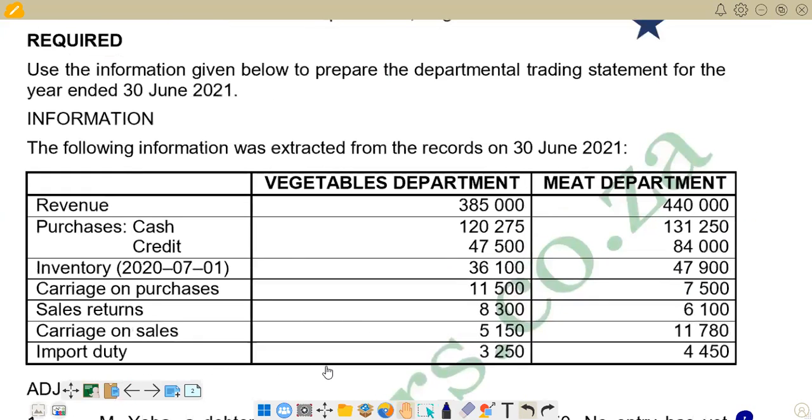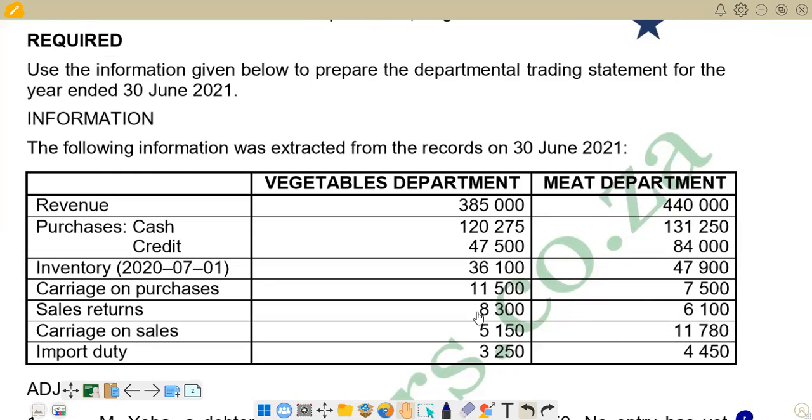We are going to start with the figure for revenue. For this figure, we are going to subtract the figure for any sales returns that are there. Remember, we need to have the net sales revenue figure. So we are going to subtract this 8,300 from the revenue of 385,000 for vegetables. We do the same for the meat department, that 440,000. We subtract the sales returns that we have there, 6,100.